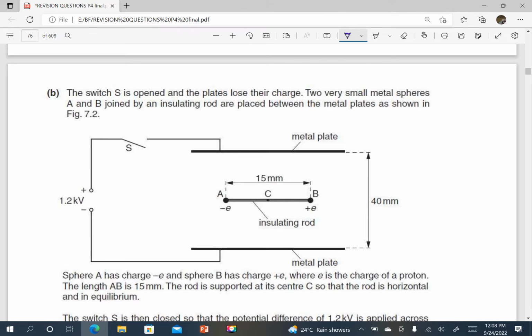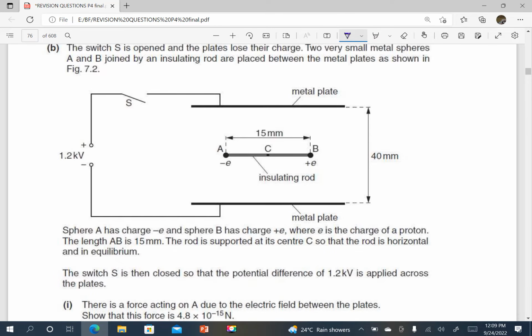The switch is opened and the plates lose their charge. Two very small metal spheres A and B joined by an insulating rod are placed between the metal plates as shown. Sphere A has a charge, negative e, and sphere B has a charge, positive e, where e is the charge of a proton. The length AB is 15 millimeters. The rod is supported at its center C so that the rod is horizontal and in equilibrium.